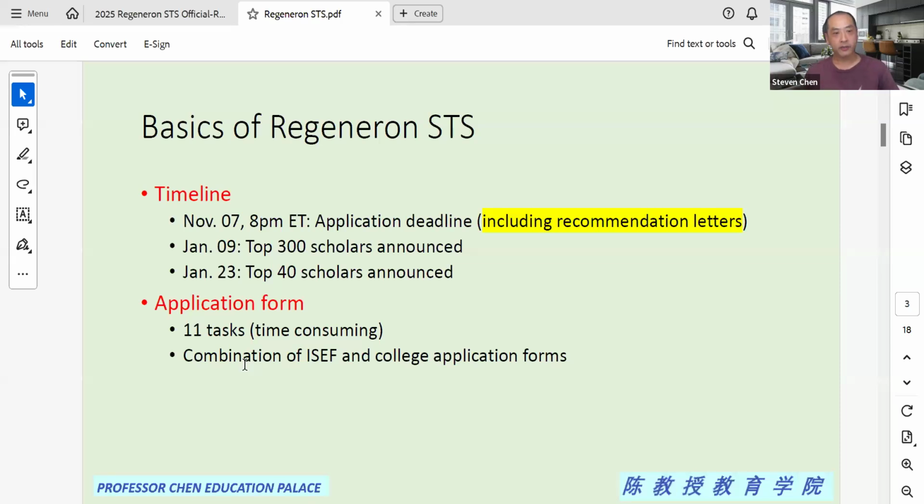So you look at those 11 tasks. Actually, it's a mixture. Some questions are pretty much the same as the SAT. Some questions are pretty much the same as college application prompts. So you should put your main focus on preparing for your college applications. And meanwhile, just directly use some of the assets you write for college applications for Regeneron STS. And beyond that, you just need to do a minimum amount of additional work for STS. You'll be good. Okay.